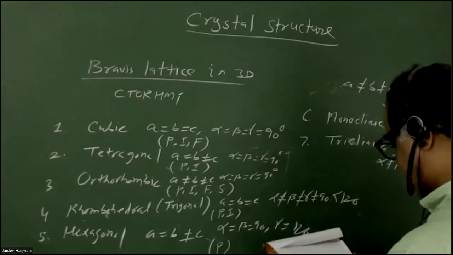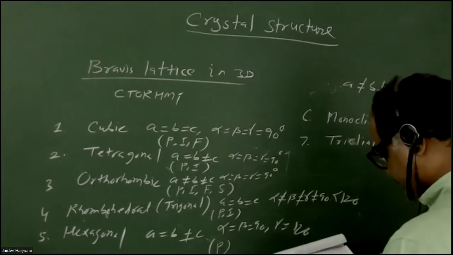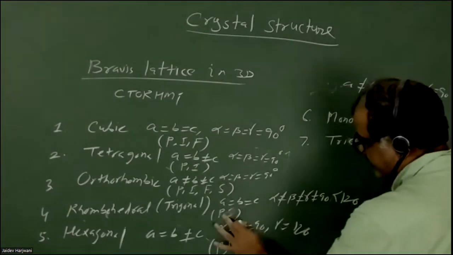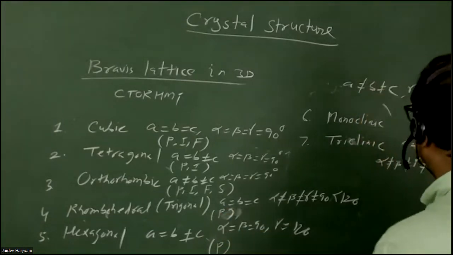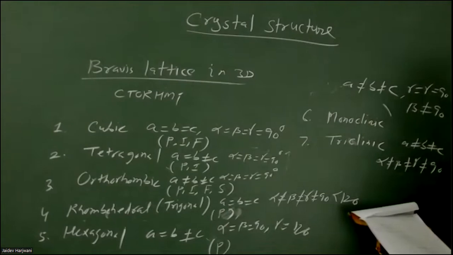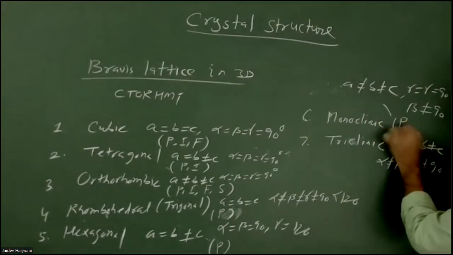Similarly, in trigonal also, ट्राइगोनल में एक ही होती है. We have only one. And then in monoclinic we have P and S.